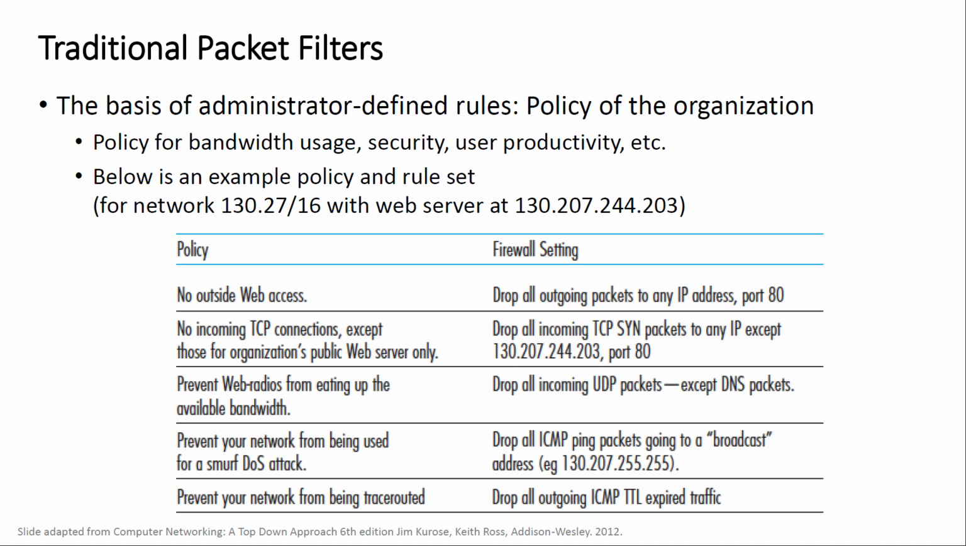The basis is administrator defined rules, the policy of the organization, and this can be policy for bandwidth usage, security, user productivity, etc. Below is an example policy and rule set, and in this case this is for the network with these numbers and with web server at this IP. So if you want no outside web access, your firewall setting will be drop all outgoing packets to any IP address at port 80. So this way you prevent web access.